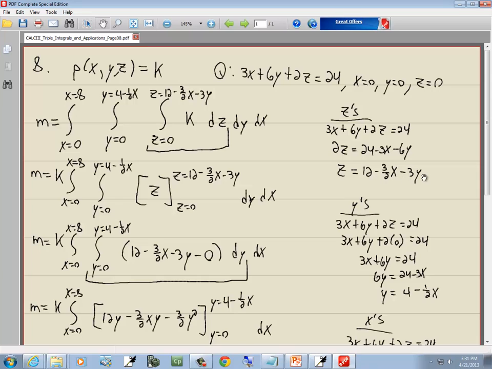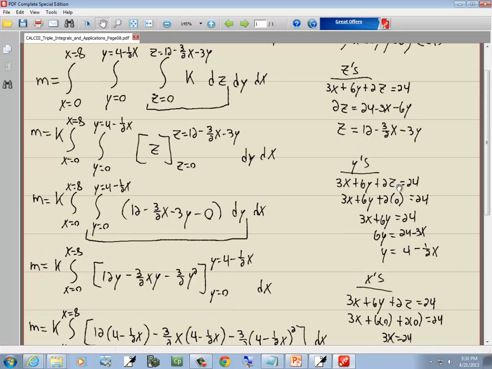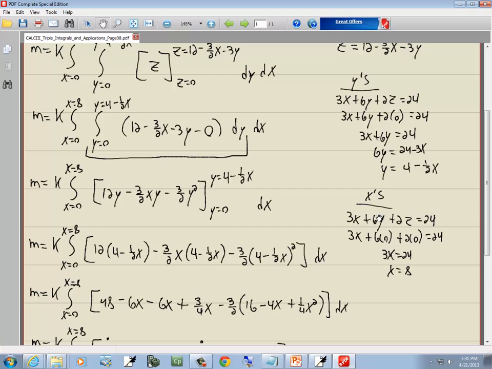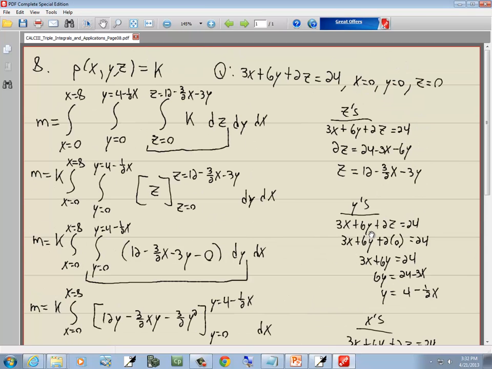12 minus 3 halves x minus 3y. Put 0 in for z. Solve for y, so take that over. Divide by 4. Okay, that looks good. And then the x's. X equals 8. Okay, that checks. Okay, the integral of that is z.